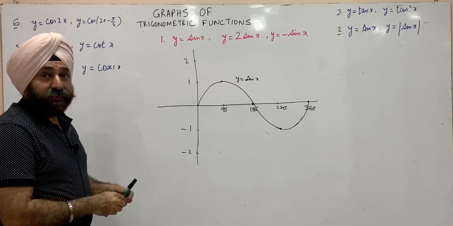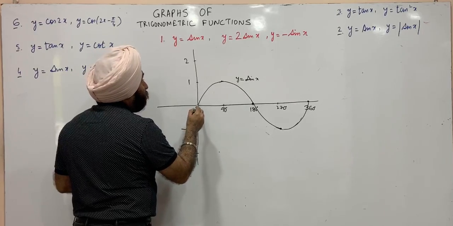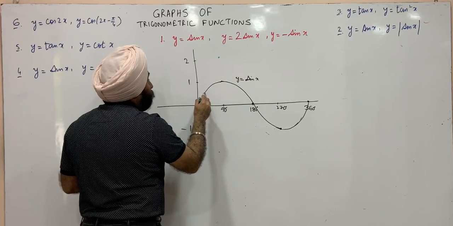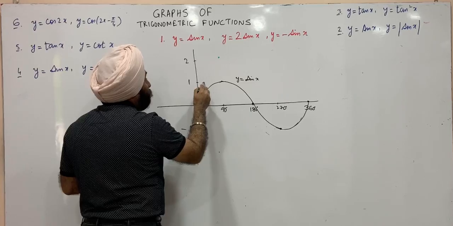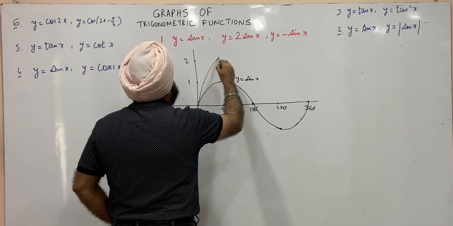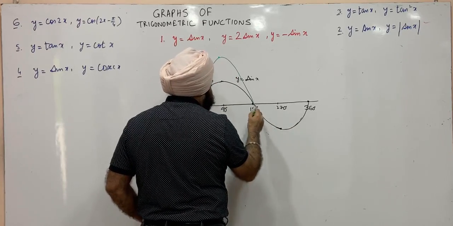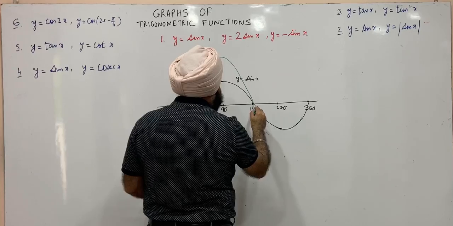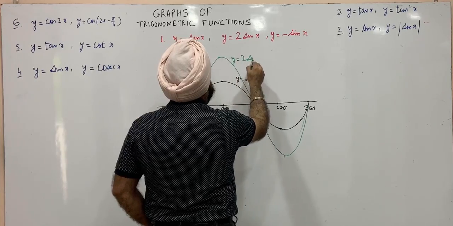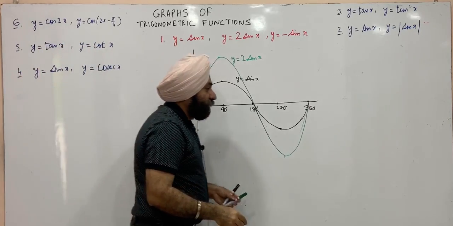Now the graph of 2 sine of x means values of sine x multiplied by 2. 0 multiplied by 2 will be 0. We will have 1 into 2, this will be 2. At 30 degrees, sine is half, twice of that will be 1. So we can continue, and this will be the graph. And from 180 to 360 degrees, this will be the graph. So this is y is equal to 2 sine of x. This is the graph.